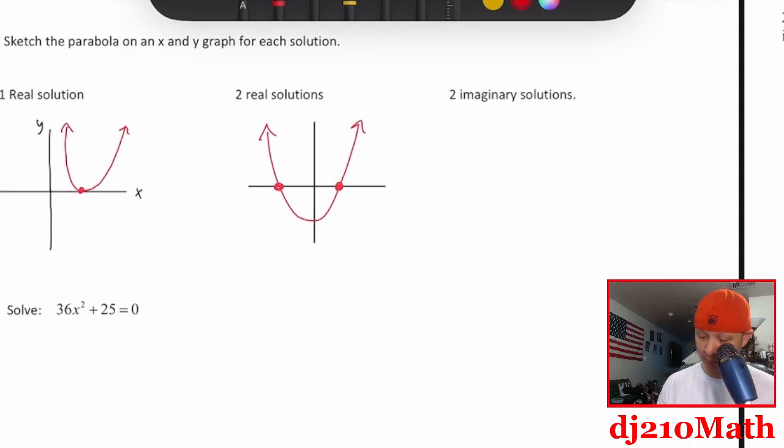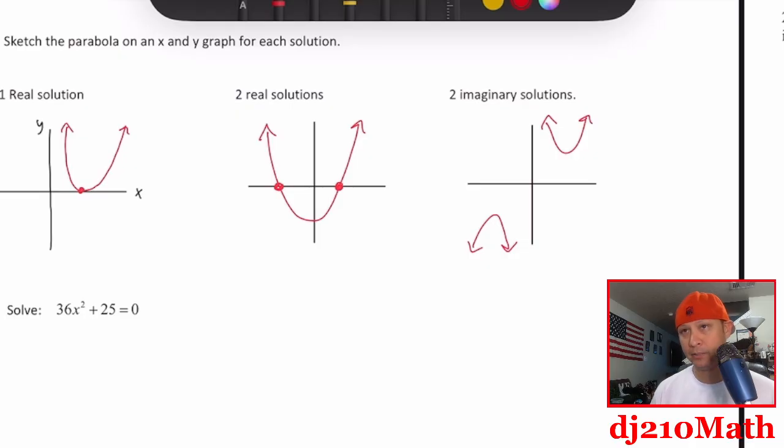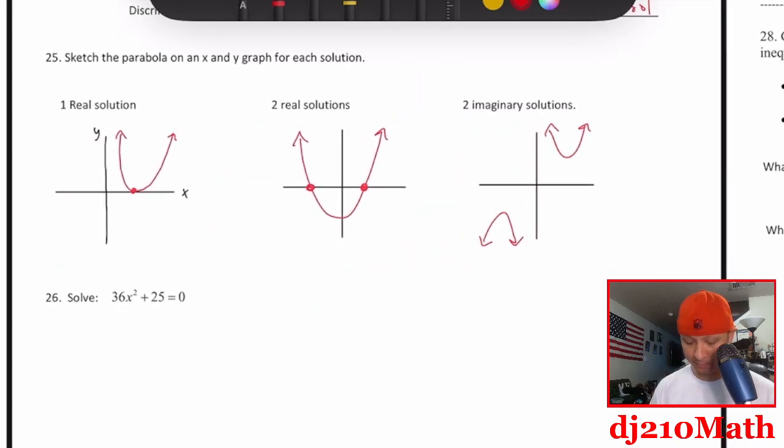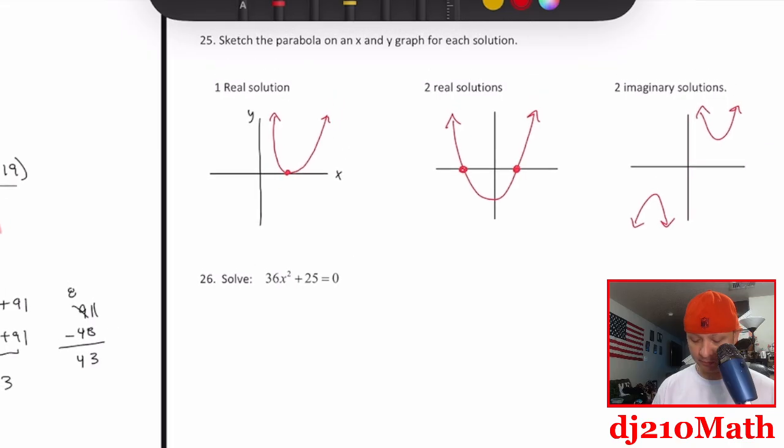All right, and then two imaginary solutions. Imaginary solutions means it doesn't cross the x-axis ever. It could even be down. It just doesn't cross. That's what it means to be imaginary. Anytime you do the quadratic formula and you get an i under the square root, this is what is happening. This scenario right here, one of these two, not at the same time. All right, 26.